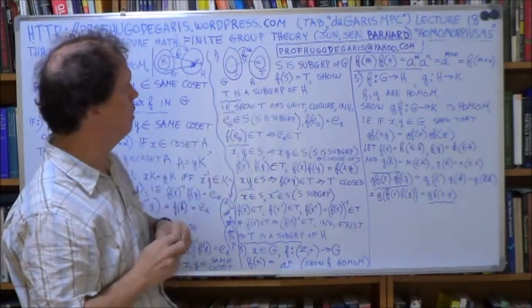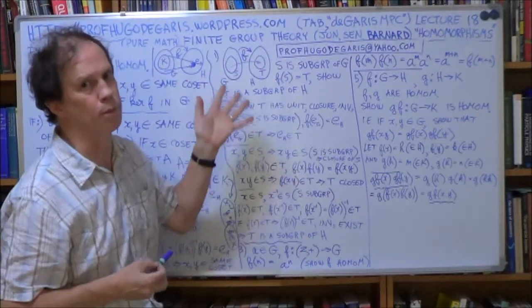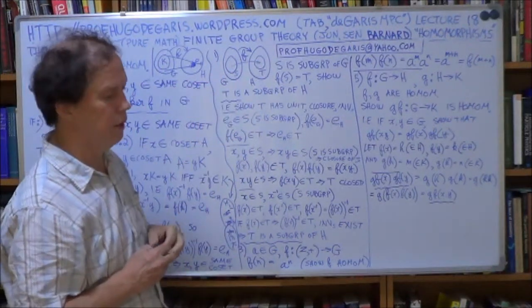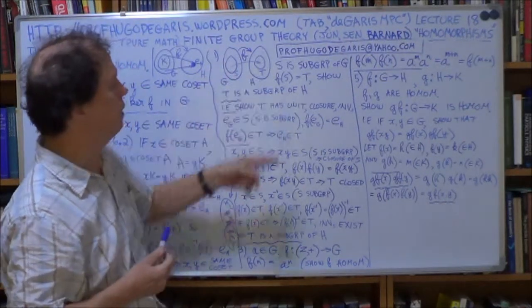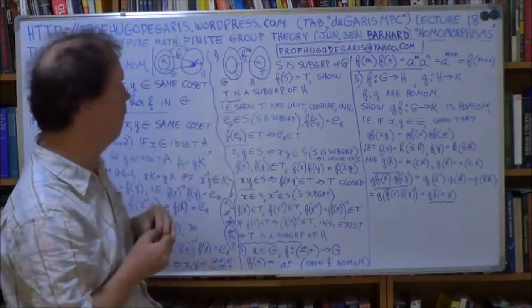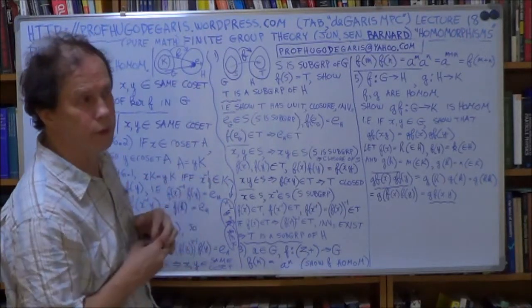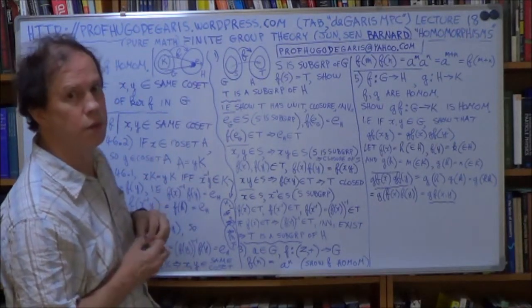So it's somewhat similar. So that's probably why it's in the problem session rather than in the problem at the back of the chapter, rather than in the theory, because it's fairly similar to the proof that the kernel is a subgroup.